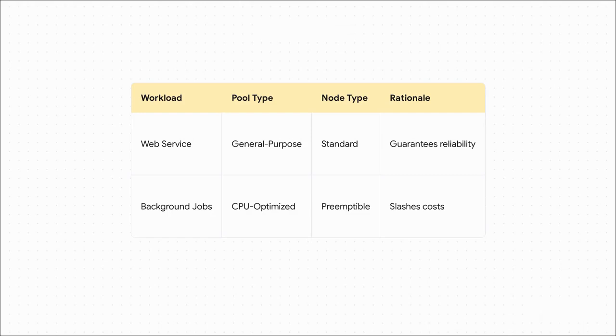And here it is, the elegant solution. This is that aha moment. They create two completely separate node pools. For that critical web service, they use a general-purpose pool running on reliable, standard nodes. No surprises. For the background jobs, they spin up a CPU-optimized node pool using those super cheap preemptible nodes. The result? They've perfectly matched the infrastructure to the workload, guaranteeing rock-solid reliability where they need it and slashing costs where they can afford to.